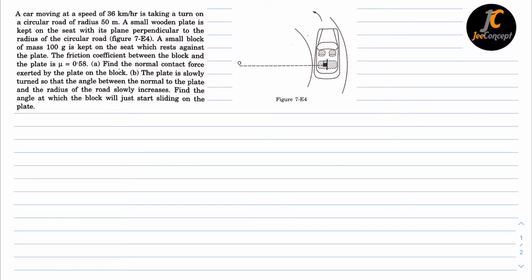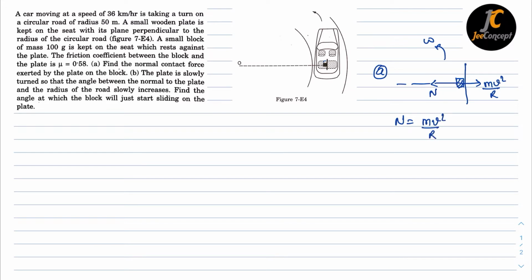So for the first part, let's say this is a plate and the block is residing like this, and this is moving with an angular velocity omega. Now at this particular point, the outward centrifugal force is mv square by r, and the normal force will be in the left hand side direction. So we have to calculate the normal force, which is nothing but equal to mv square by r.